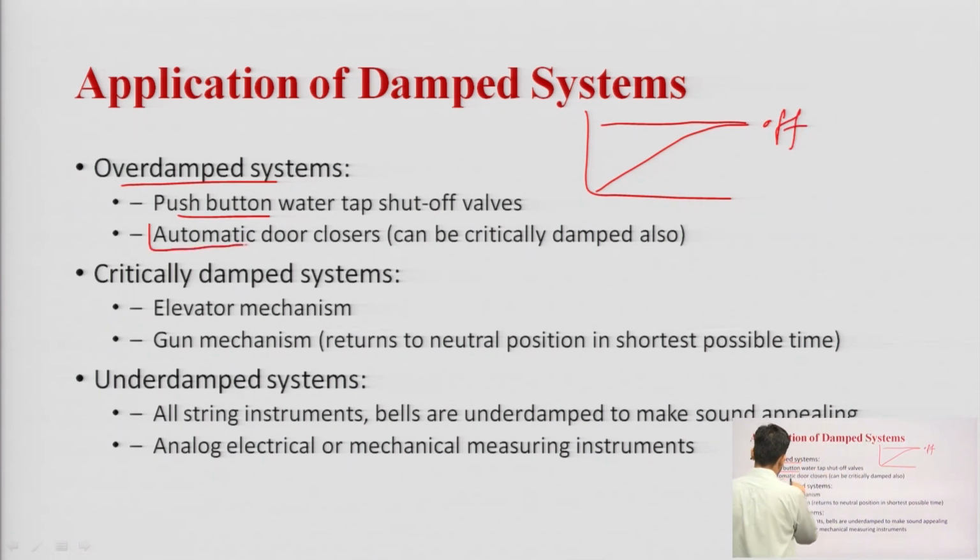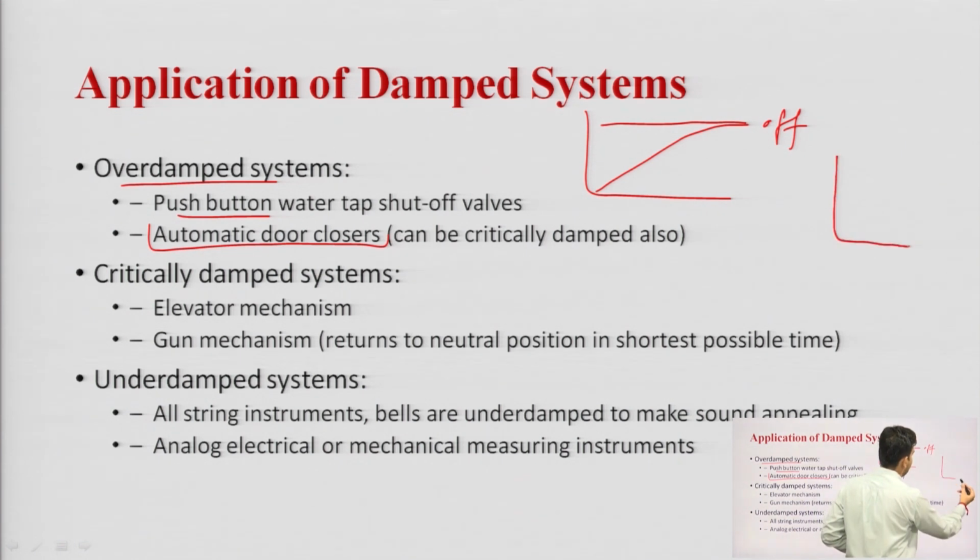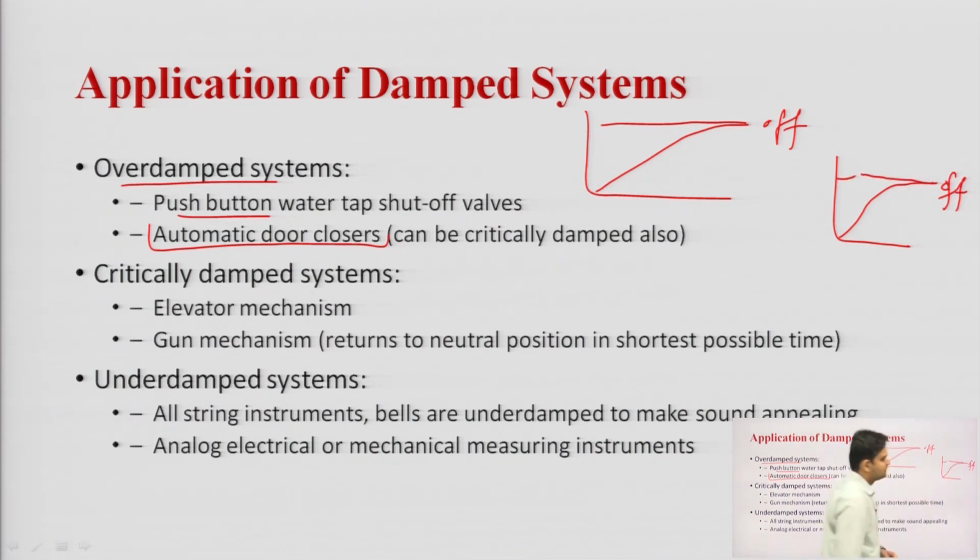The second example is the automatic door closer. You have to provide a certain input, your door will open, and after a certain time slowly it will shut. It means it will take a little bit of time to turn off. So, this is a slow system, and this will come under the category of overdamped system.